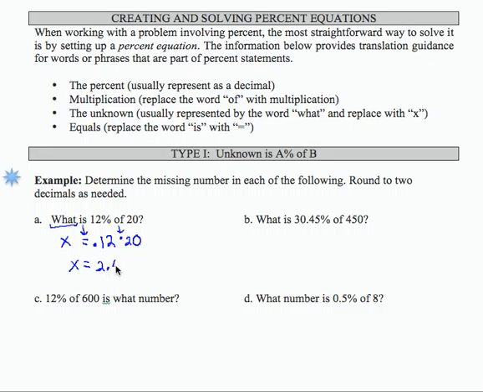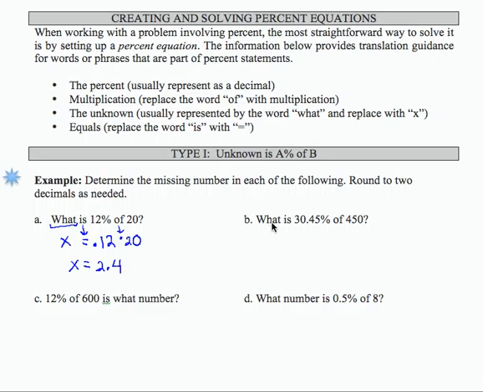Well, let's see if this number makes sense. 10% of 20 would be 2. Excuse me, 1/10 of 20 would be 2. 12% is a little bit bigger. That's 2.4. So that makes sense. So when you get your numbers, be sure that they make some kind of rough sense as a result.